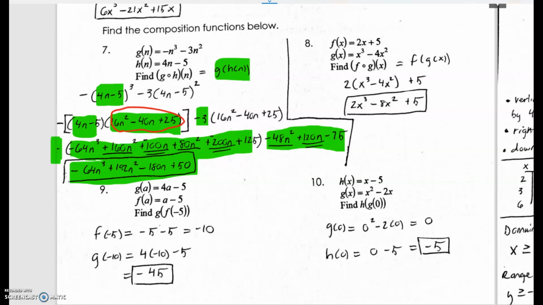And once again, on your test, you're not going to have one where you're going to have to expand it out to the third power. You may have to do a square, but you're for sure not doing a third power.